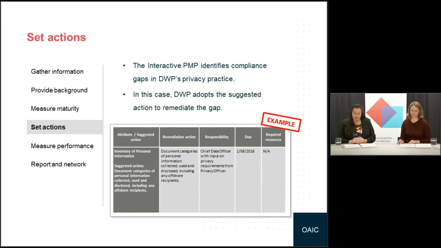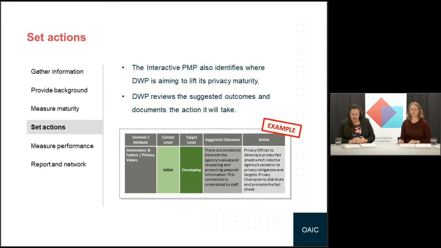DWP has adopted the suggested action and typed it into the remediation action cell and has provided details about responsibility and due dates. Once we've documented the actions that will help our agency address any compliance gaps, we can then move on to the improvement goals that we set in the maturity assessment.